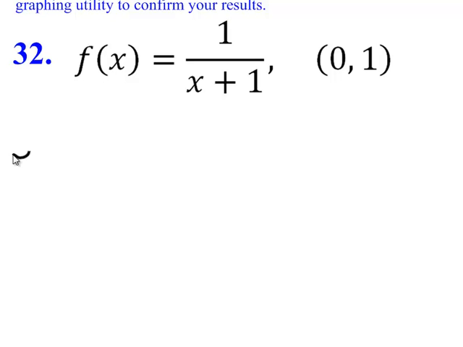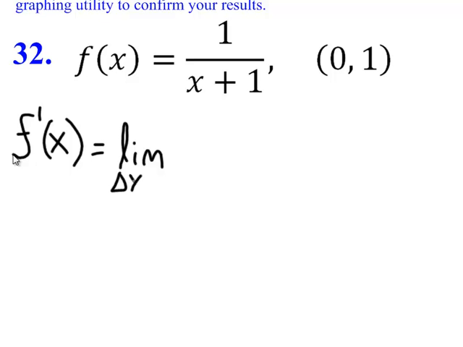So remember, the derivative is denoted by f prime of x, and that's how we say it out loud. We don't say f apostrophe, we say f prime of x equals the limit as delta x approaches 0, as those 2 points get closer and closer together, of the rise over the run.